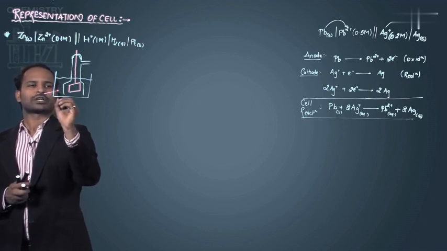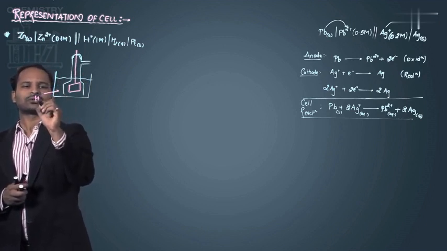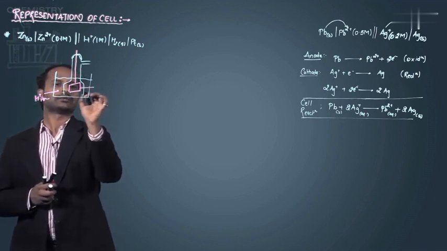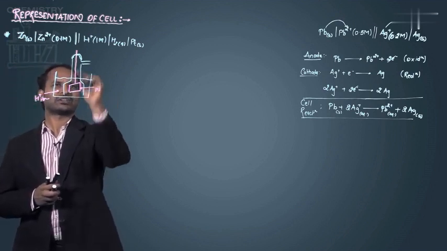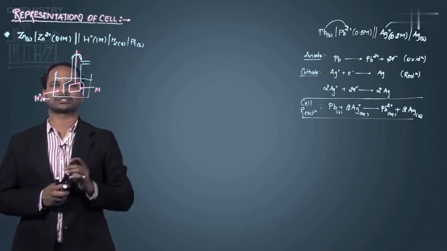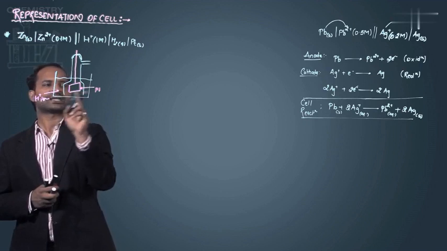There is a solution which contains the electrolyte, that is H plus ion. So there is H plus ion in a container. This is a platinum metal sheet. This is an inert electrode. This is a metal of platinum. This is a platinum electrode which is inert in nature. H plus ion and platinum metal.